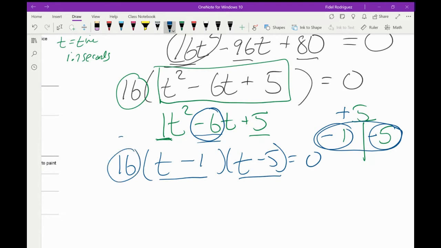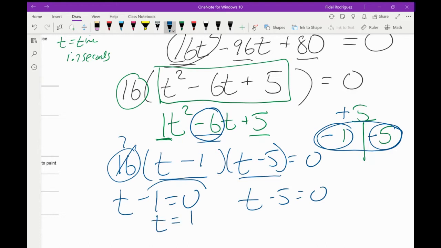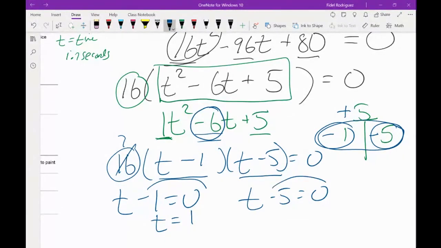I don't have to worry about this right now, so don't worry about it. I'm just going to let t minus 1 equal 0 and t minus 5 equal 0. When I move that 1 over, it becomes a positive 1. And when I move that 5 over, it becomes a positive 5. And so here are my two answers, 1 and 5.